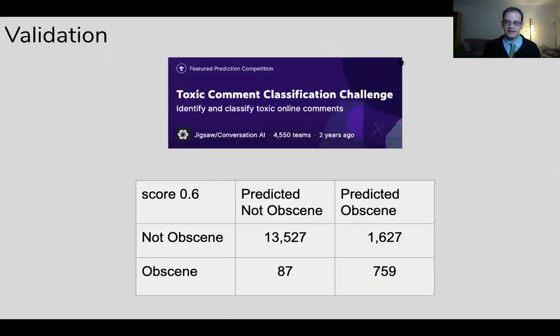In order to validate how well the model was doing, I tested it on this toxic comment classification challenge. This is a Kaggle data set, but it's actually editorial comments on Wikipedia that were marked by people as obscene or not. And I found that obscenity was a pretty good proxy for profanity. And so I ran my model, and using a threshold of 0.6 as a score to mark something as obscene or not, one could see that the amount of times I predicted something as not obscene and it actually was obscene is fairly low compared to everything else.